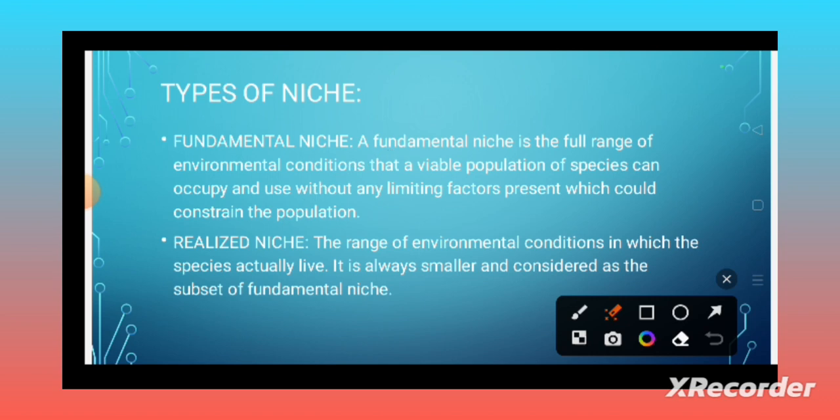There are no limiting factors, and abundant resources are available, so the fundamental niche will be larger in size. In the realized niche, there is competition between the organisms and limited resources are available, so it leads to a smaller area being occupied by the organism. The realized niche is considered a subset of the fundamental niche.